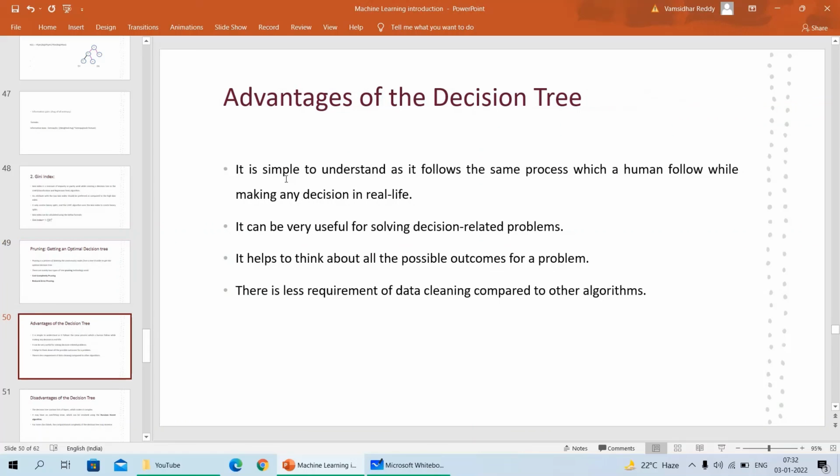This is all overall about the decision tree and how it works. Let's move on to the detailed advantages and disadvantages of decision trees. First, the advantages. It is simple to understand and follows the same process a human follows when making a decision in real life. It can be very useful for solving decision-related problems. It helps us think about the possible outcomes of a problem. And number 4, there is less requirement of data cleaning compared to other algorithms. It is a main thing.